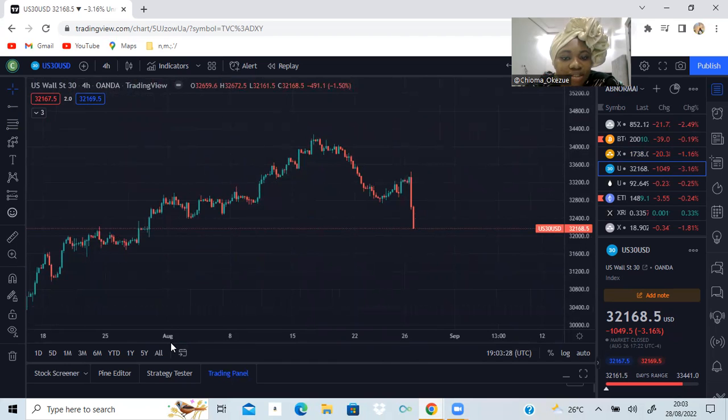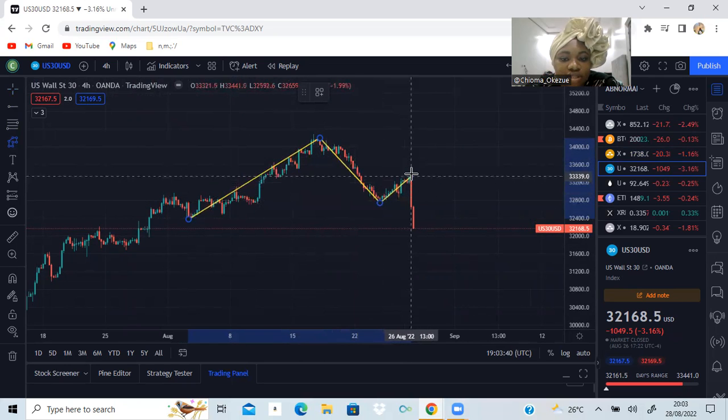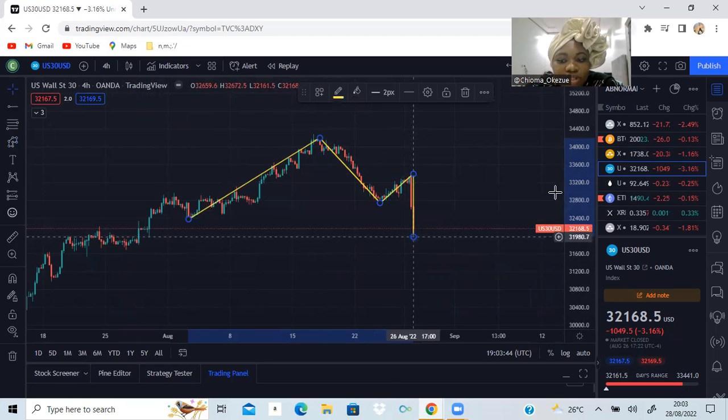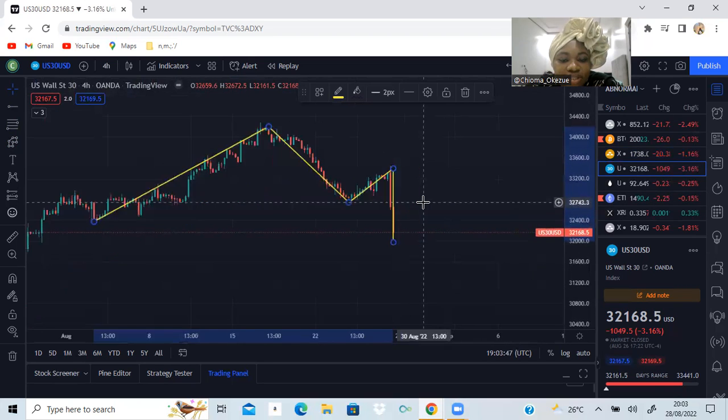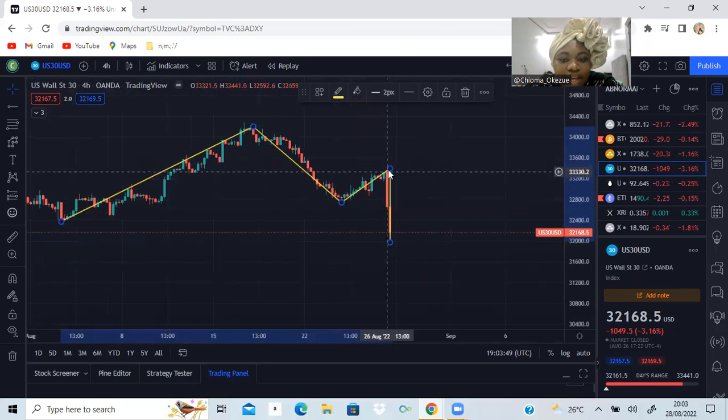And what do I see? Of course, I see an M. I see an M starting from here, down, here, down. And what has happened? It broke the neckline. So this is a complete M, right?